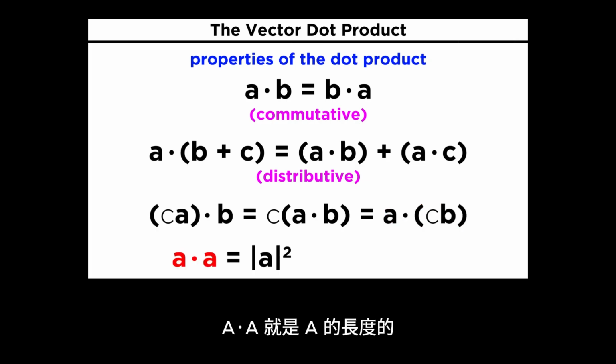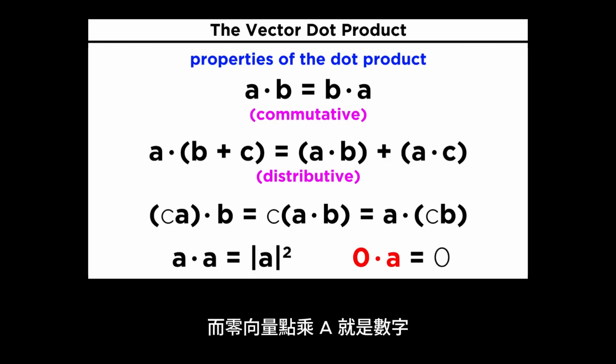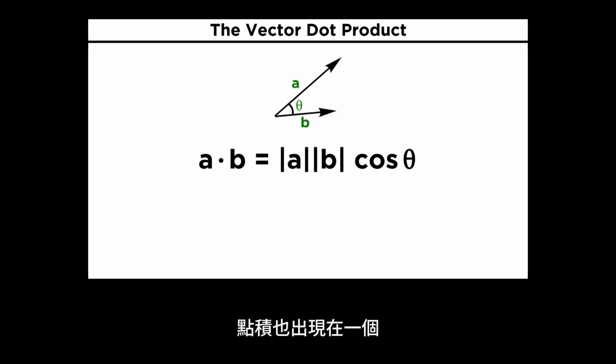A dot a is simply the length of a quantity squared. And the zero vector dot a is the number 0, because we are just multiplying each component of a by each component of the zero vector, which are all zeros, and then adding all of those zeros up to get 0.